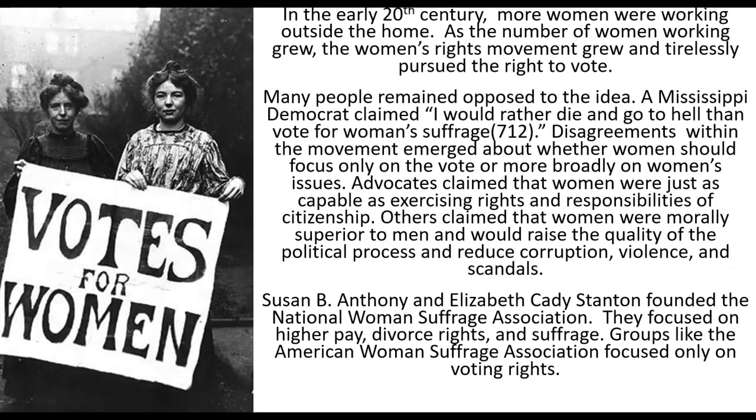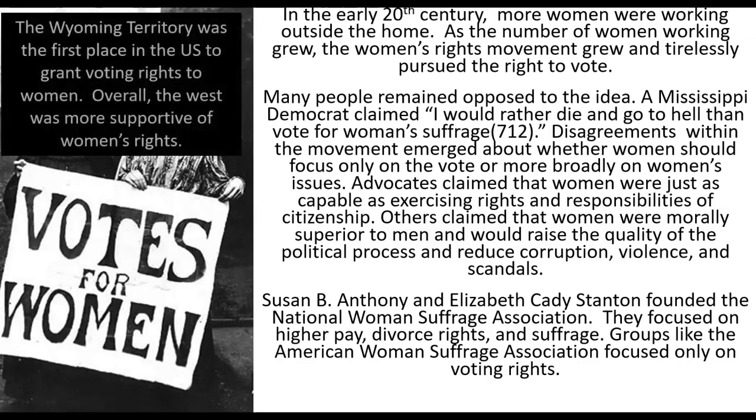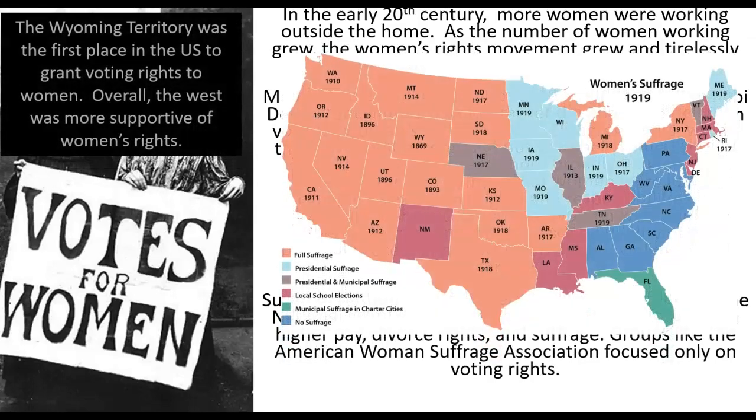Another area of progressivism was women's rights. There was a disagreement whether women's rights included only the right to vote or also marital rights, property rights, and different groups focused on different things. But in general, women in the West saw rights before women in other parts of the country. If you notice this map, you can see that states out west adopt women's suffrage laws much earlier than the rest of the country.